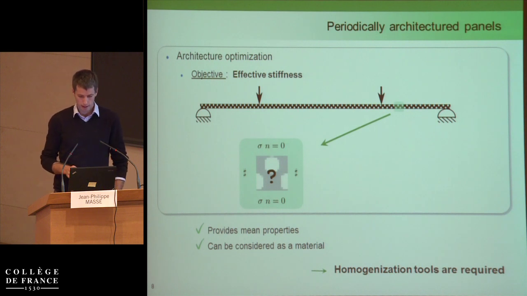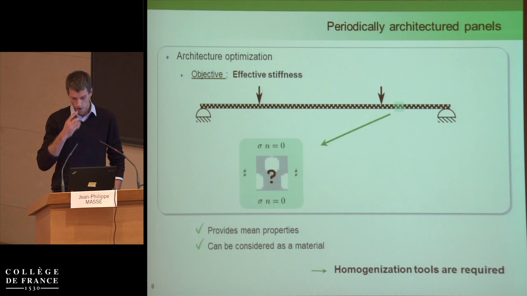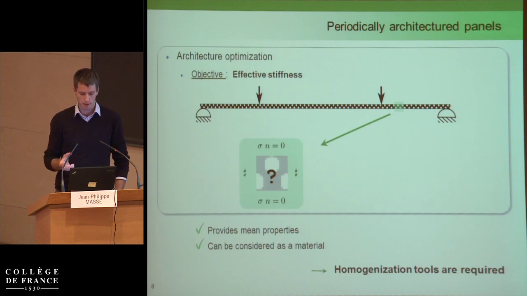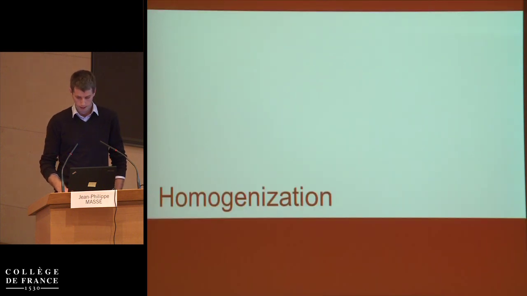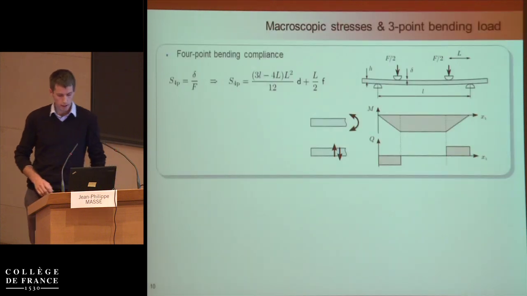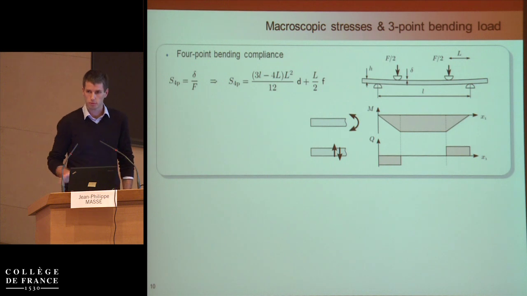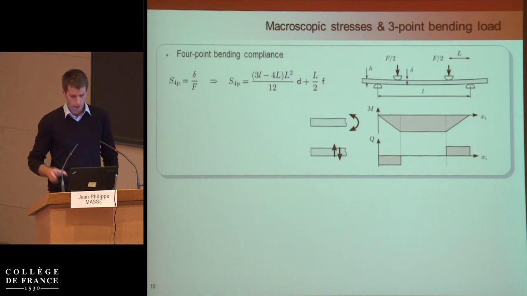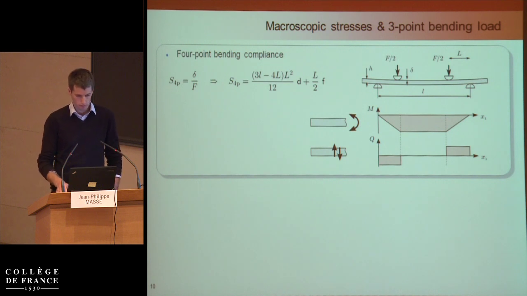And so here we see that the first tool we need is homogenization, to be able to compute on a unit cell the flexion and shear stiffness. So let's talk about homogenization. I'm only talking here about elastic properties, and it's more complicated when we go with damage and fracture and so on. So we're only talking about stiffness.